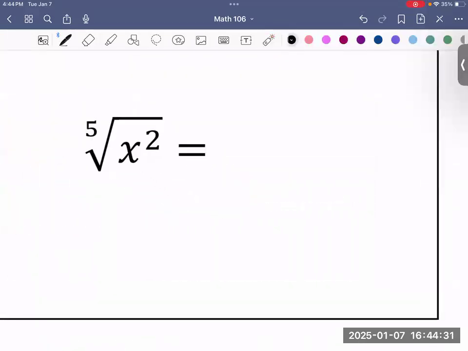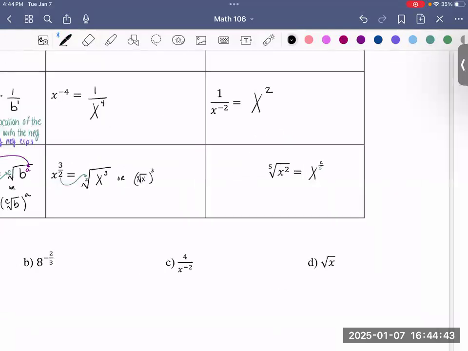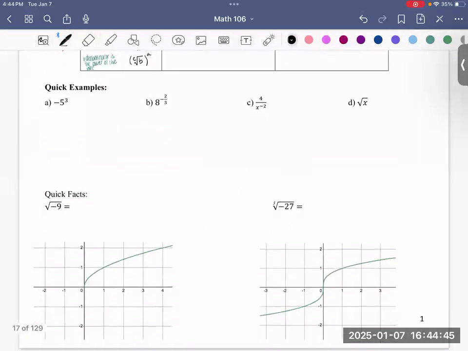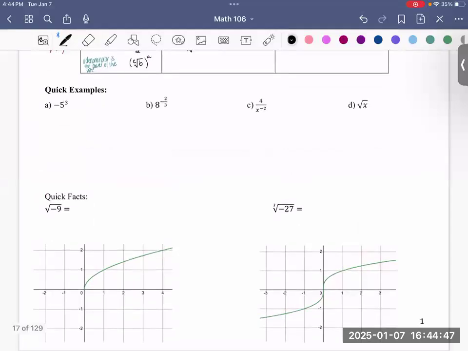And one more time over here. We now have the root has a power of 5, so that means it's going to be located in your denominator, and 2 is in your numerator. So let's have you guys try these quick examples. See if you can pause the video and try these out.